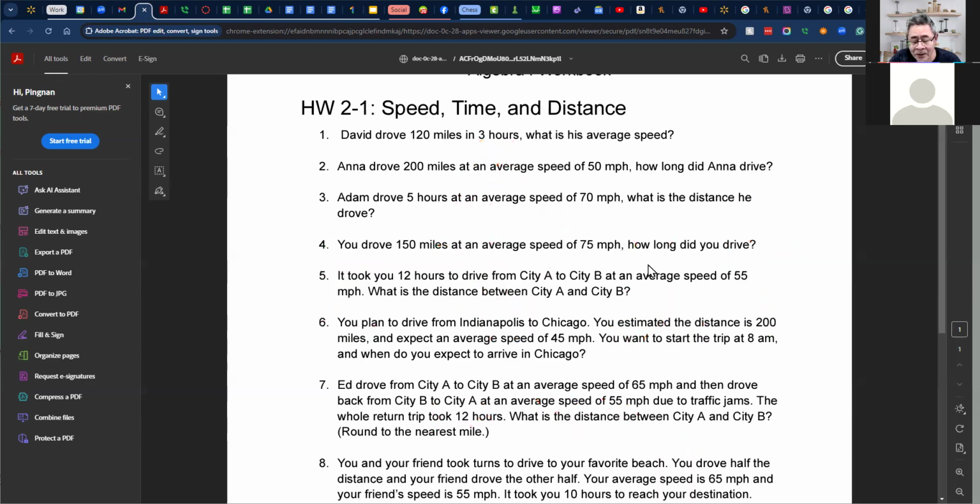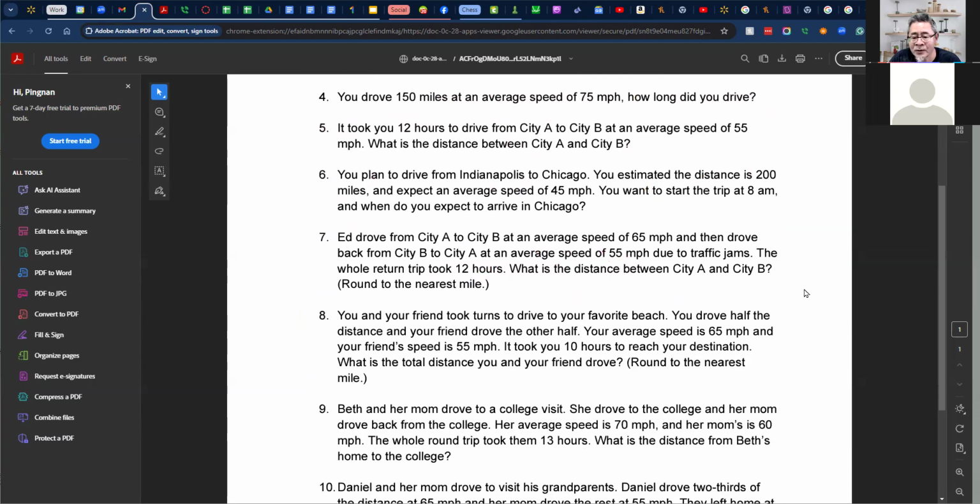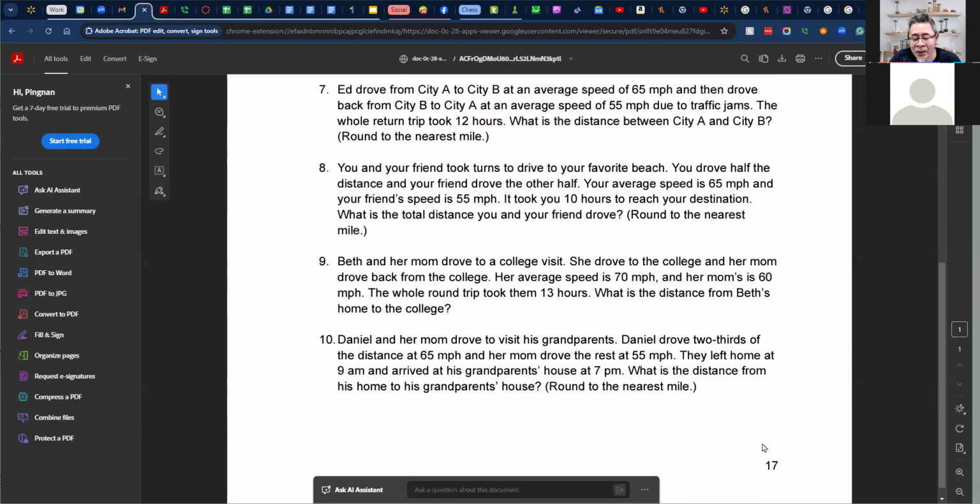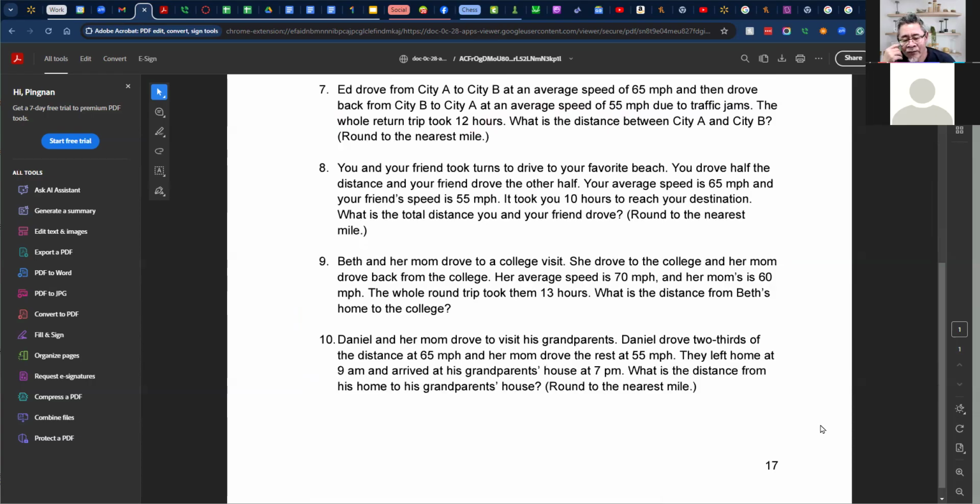All right. Let's do 7. Ed drove from city A to city B at an average speed of 65 miles per hour and drove back from city B to city A at an average speed of 50 miles per hour due to traffic jams. The whole round trip took 12 hours. So what is the distance between city A and city B? And we want to round it to the nearest mile.